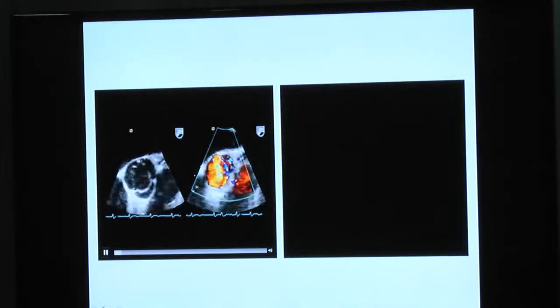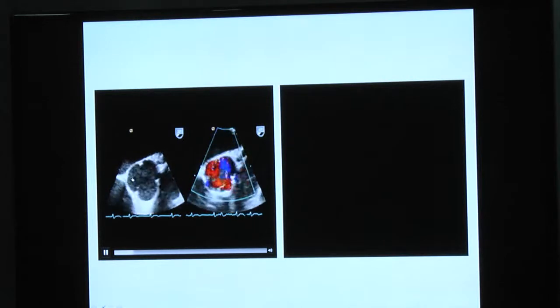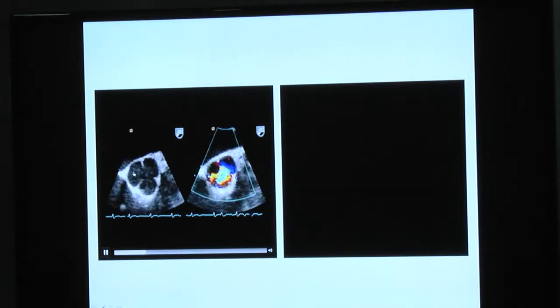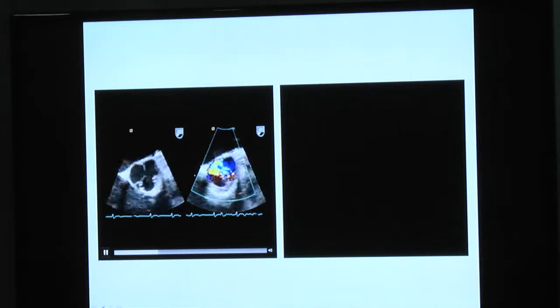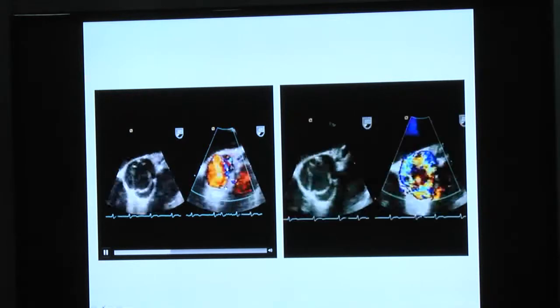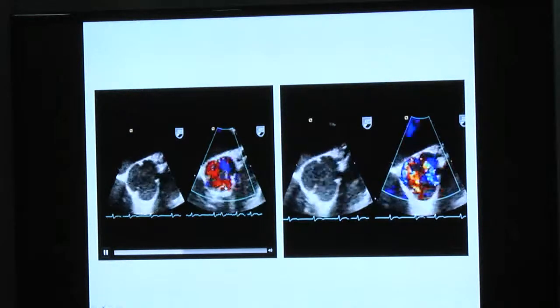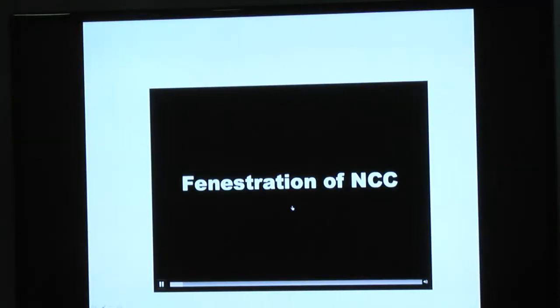Now here, if you see, the jet is located in this area. That is the non-coronary cusp. You can make out the non-coronary cusp completely. You can see it in the short axis view. Okay, here also you can make out the same thing. And here, if you see, actually the non-coronary cusp was fenestrated basically.